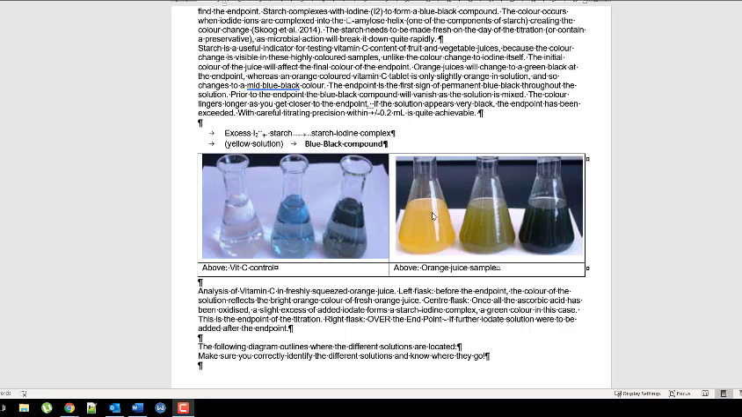The endpoint in the fruit and vegetable sample is a little bit more difficult to see because we're dealing with colored samples. In the orange juice sample, for example, the endpoint is when it starts to go a greenish tinge. If it starts to go dark green, again, we've gone too far.